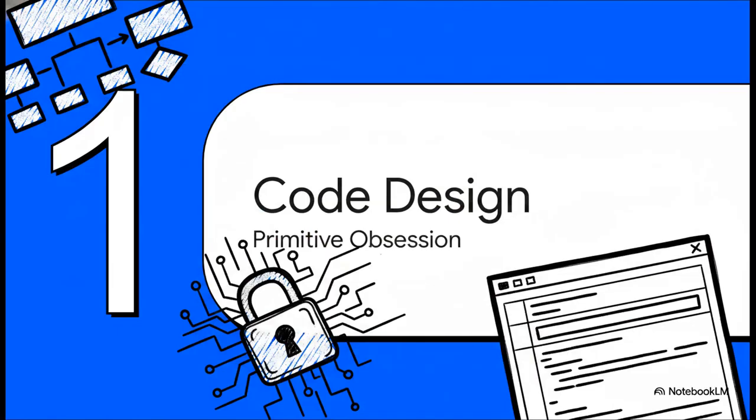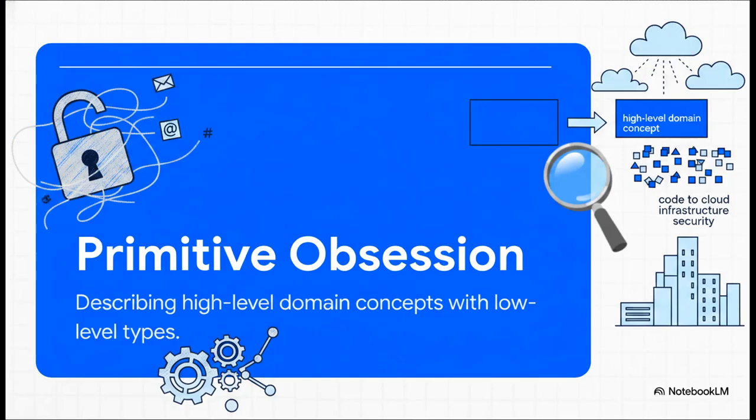All right, Section 1, Code Design: Primitive Obsession. Look, before we can even think about encrypting data or locking down cloud servers, we've got to make sure our basic blueprints are solid. And that brings us to a concept highlighted by Mark Needham called primitive obsession. It's basically the practice of describing high-level, complex domain concepts with low-level primitive types. Think about it like using a standard string to represent an email address, or just a generic integer for a highly specific system ID. When you do that, you're completely bypassing any structural domain-level validation.